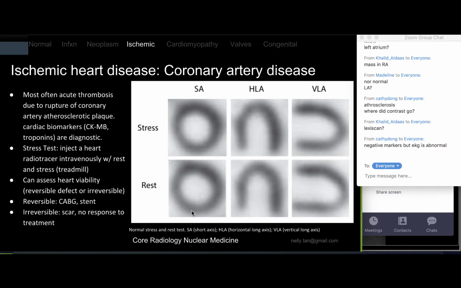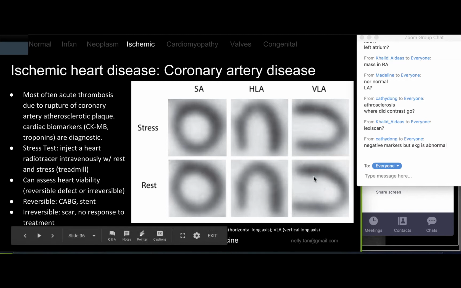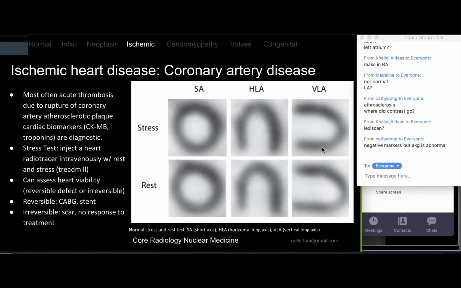So patients are at rest, and then we evaluate the radiotracer distribution, and it should be homogeneous in all the myocardium. And then we have them exercise on the treadmill. And then, so now they're stressed, and so they're going to have increased demand to the heart. And then we acquire more images to assess.